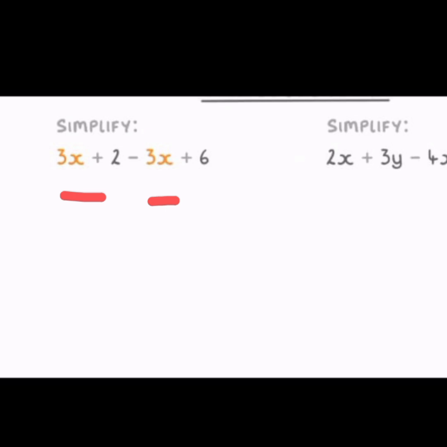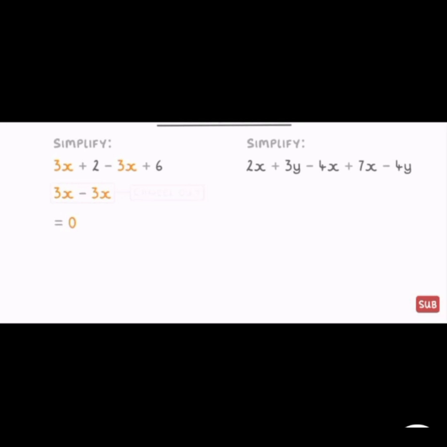3x and minus 3x. What do we do with them? They both have opposite signs. You can see minus 3 and this 3 is positive. So here you can see 3x and 3x, they both are like terms, so put them together. We combine the like terms together, and 3x and minus 3x are subtracted, and we get the answer 0. Okay.